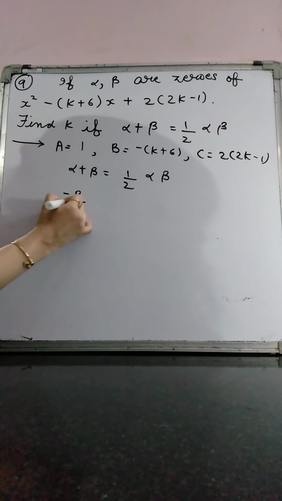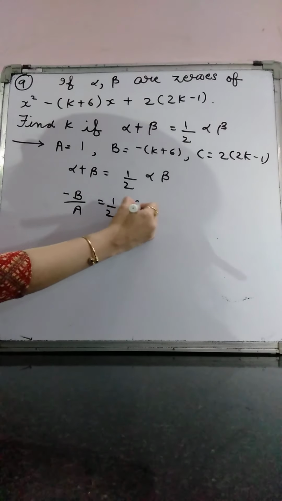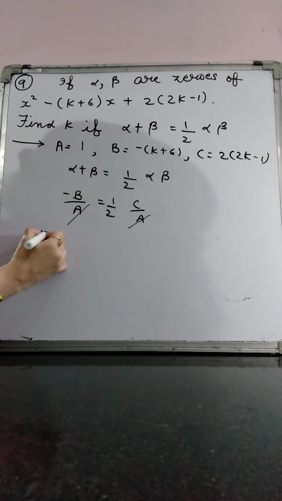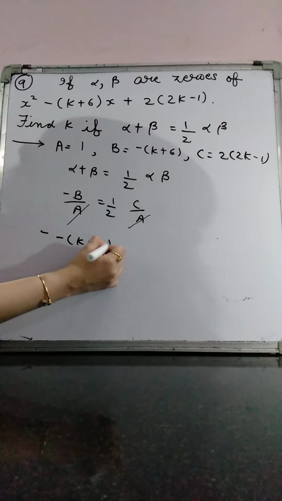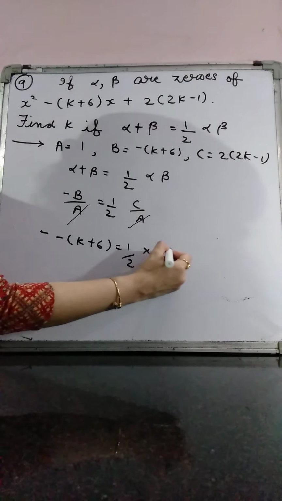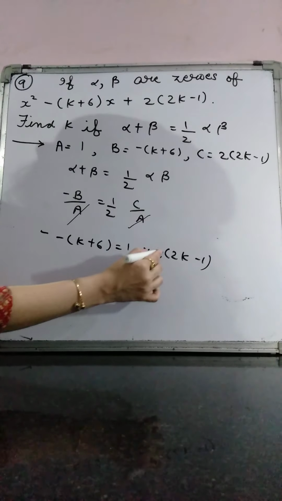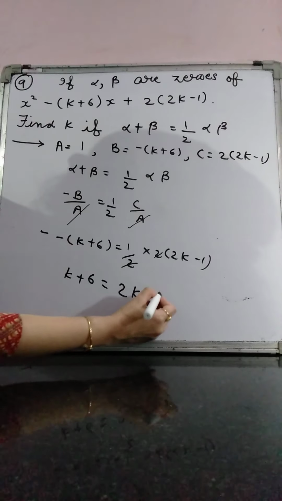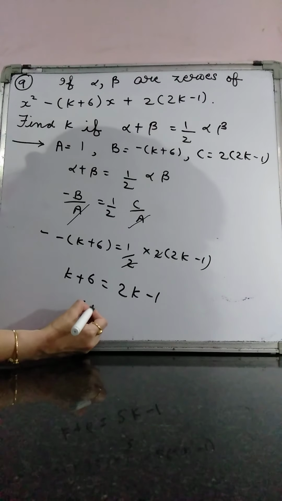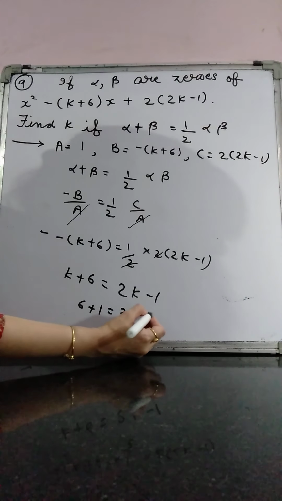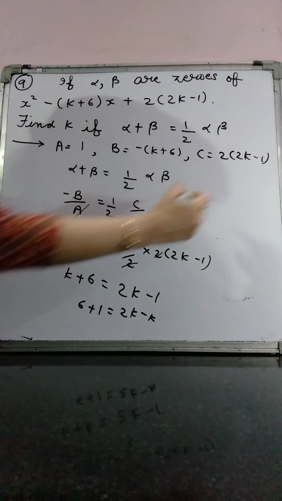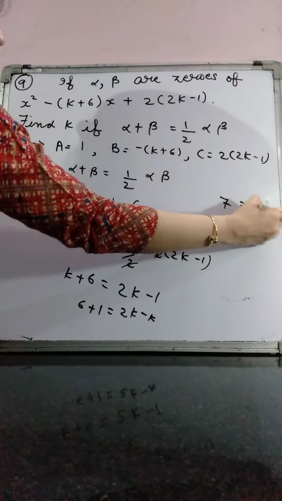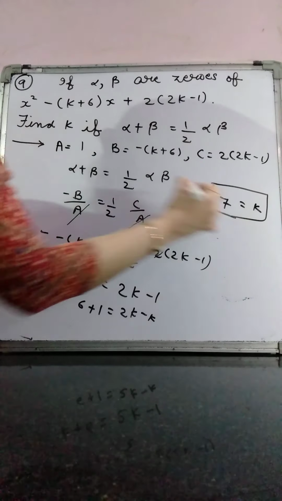Apply the formula, minus b by a and c by a. Cancel a and a. Now substitute the value of b and the value of c. 2 and 2 cancel, minus and minus converted to plus. Bring 6 plus 1, 2k minus k. 6 plus 1 is 7 and 2k minus k is k. So the value of k is 7.